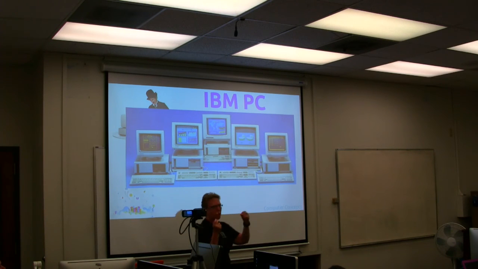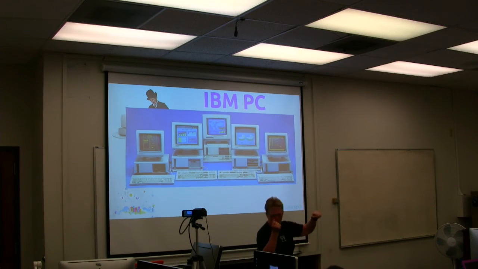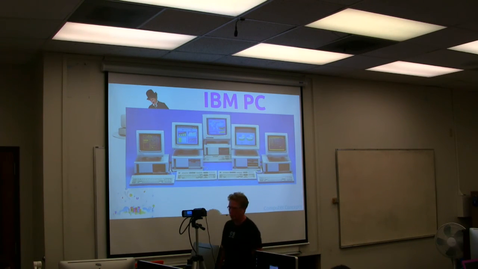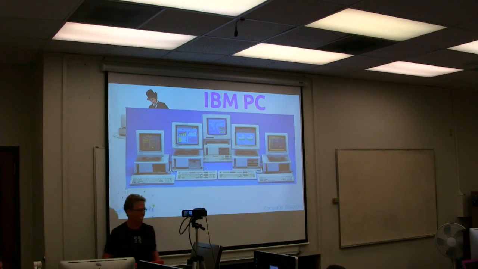Ready? Money, money, money, money. Money. What? Oh, that's right. Xerox could have had it all. Yeah, they were too short-sighted.